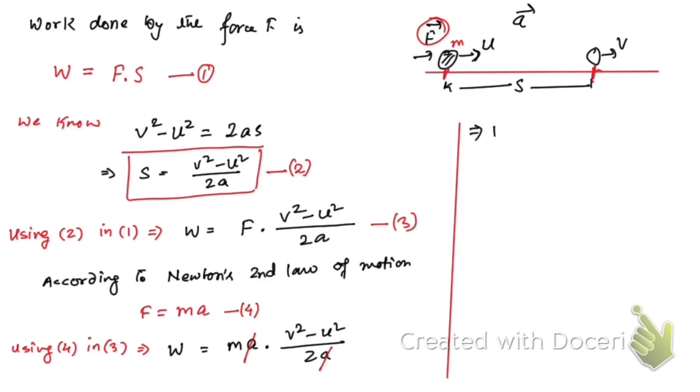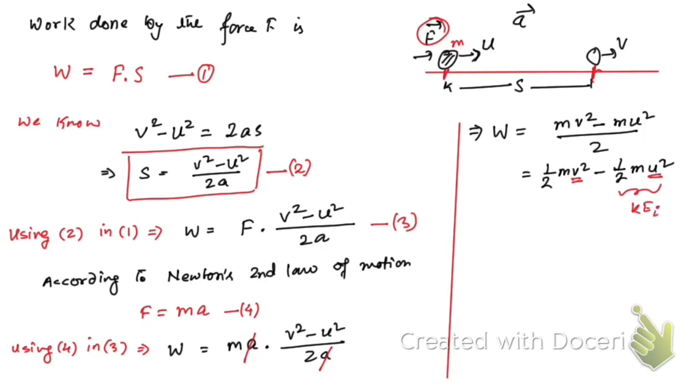Okay, let me write the remaining parts here. So it implies W is equal to m into v square minus m into u square divided by 2, which can be written this way: half m v square minus half m u square. As this is initial velocity and this is final velocity, this part is initial kinetic energy and this part is final kinetic energy, right? Hope you have understood this. That means this gives the change in kinetic energy, right?